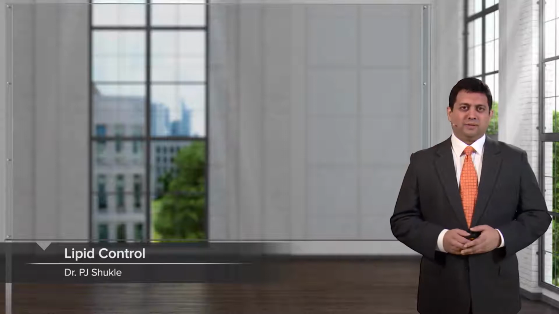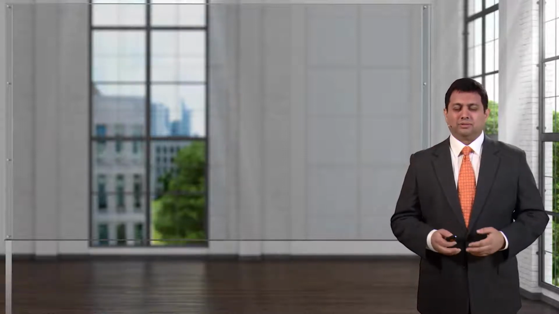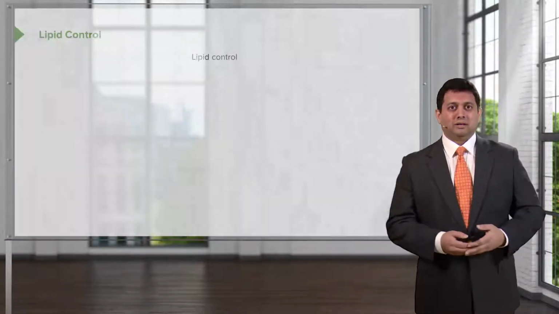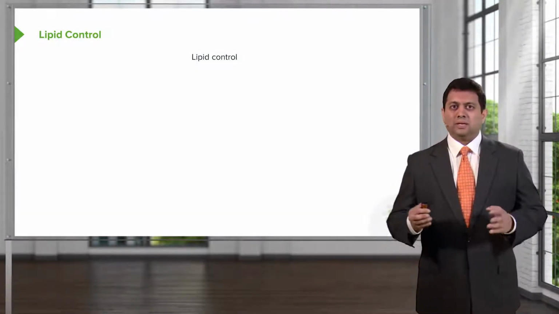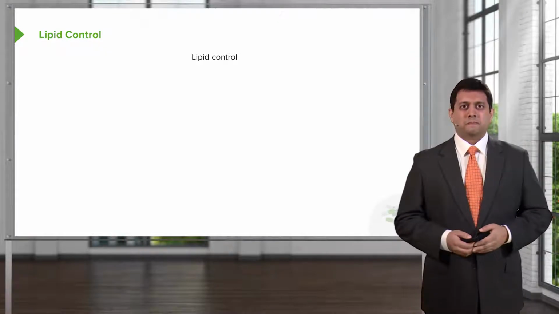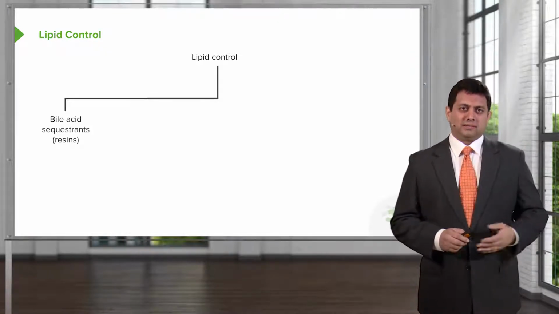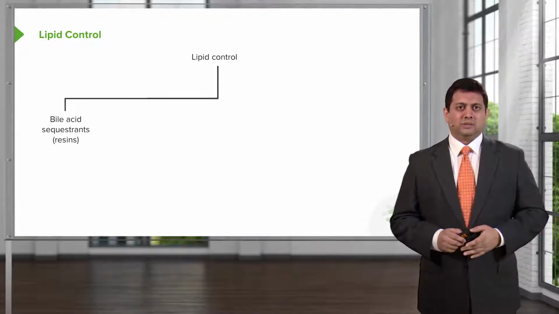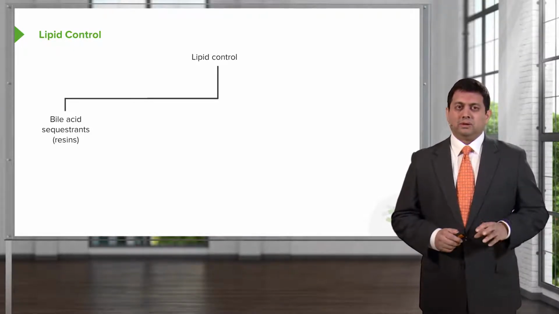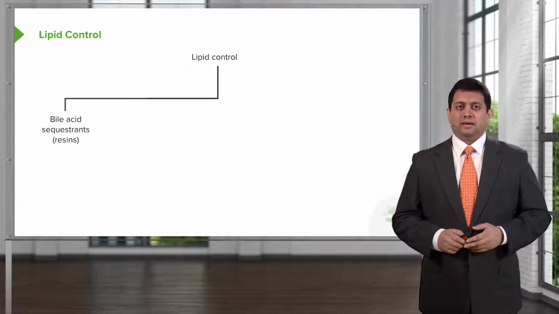Today's lecture is going to focus on the control of cholesterol and other lipids. I'm Dr. Praveen Shukla. Let's start our lecture by taking a look at how we control lipid in humans. We have several classes of drugs. The first and oldest class of drugs are the bile acid sequestrants. These are sometimes called resins by the pharmacists.